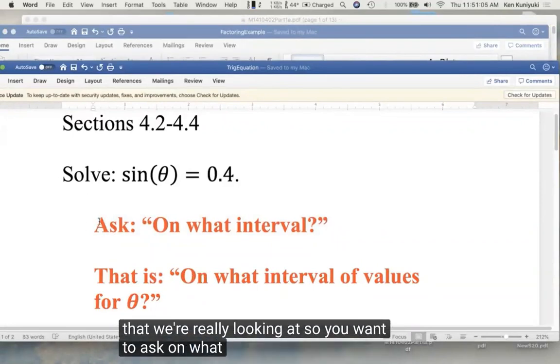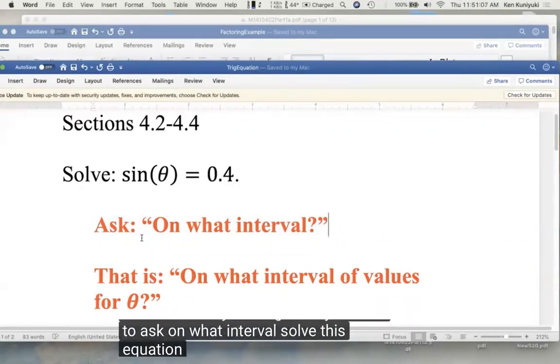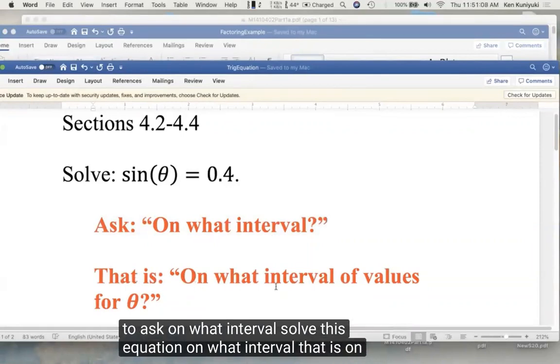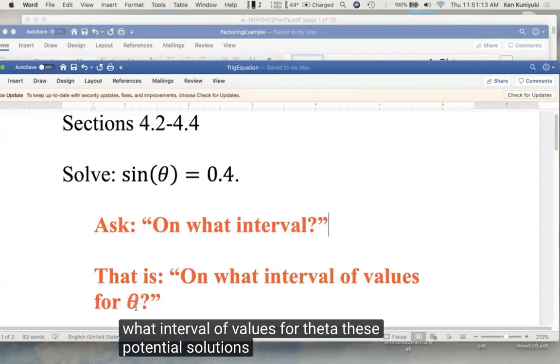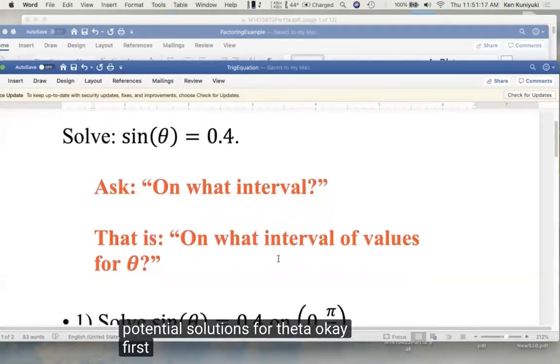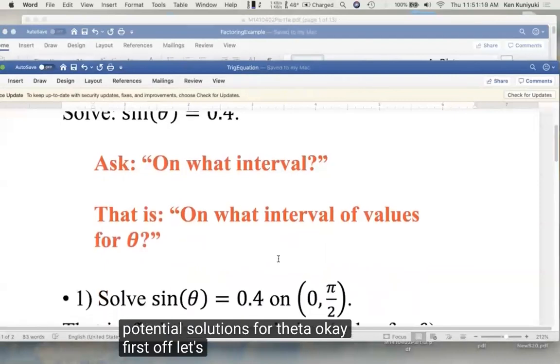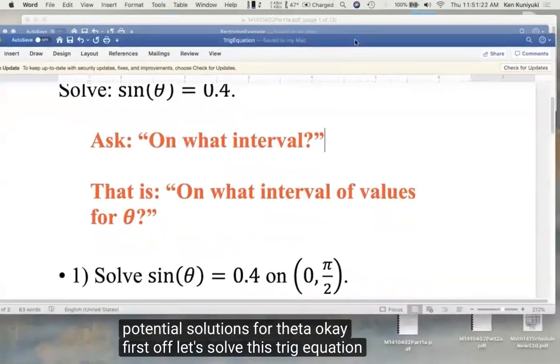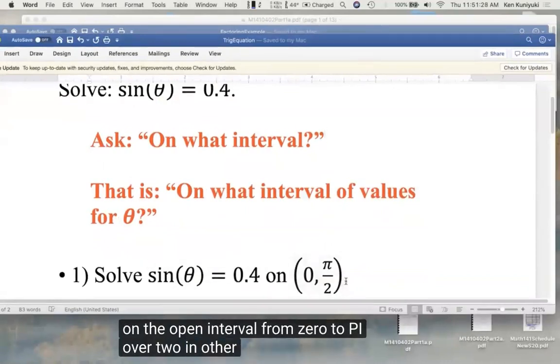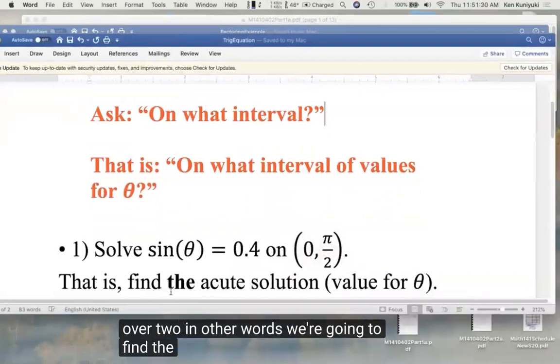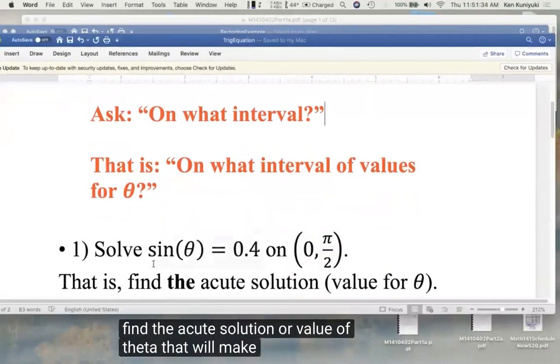So you want to ask on what interval. Solve this equation on what interval. That is, on what interval of values for theta. These potential solutions for theta. Okay, first off, let's solve this trig equation on the open interval from 0 to pi over 2. In other words, we're going to find the acute solution or value of theta that will make this work.